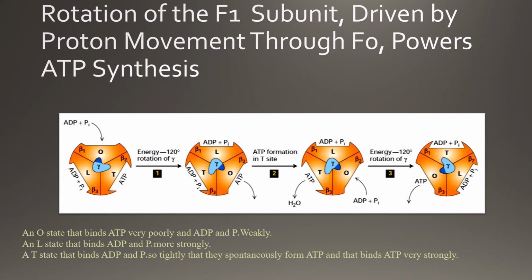Now, in step 3, another 120 degree rotation of gamma again causes the O to L to T to O conformational change in the beta subunits as described earlier. So, repetition of step 1 and 2 leads to the formation of 3 ATP molecules for every 360 degree rotation of gamma.